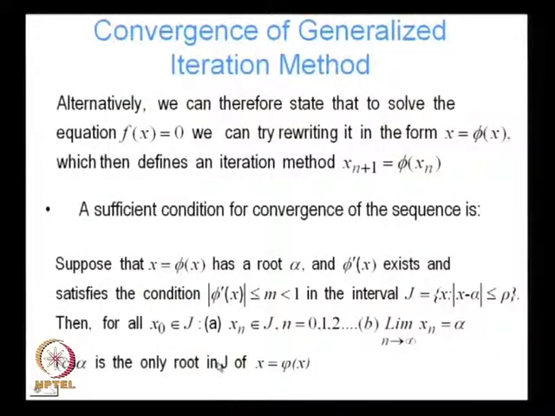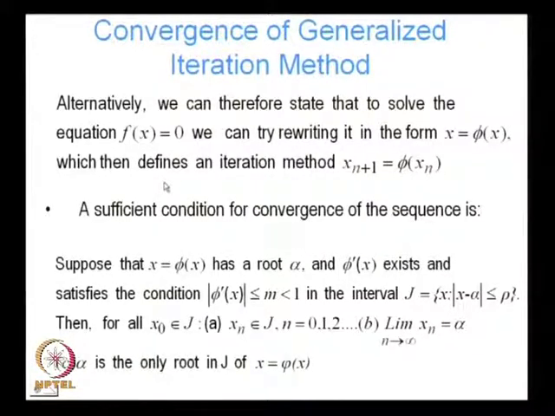Alternatively, we can therefore state, to solve the equation f(x) equal to 0, we can try rewriting it in the form x is equal to phi(x), which defines an iteration method automatically. So, once we write this, we automatically get an iteration method like this, and once this iteration method converges, that is going to be a root of f(x) equal to 0.